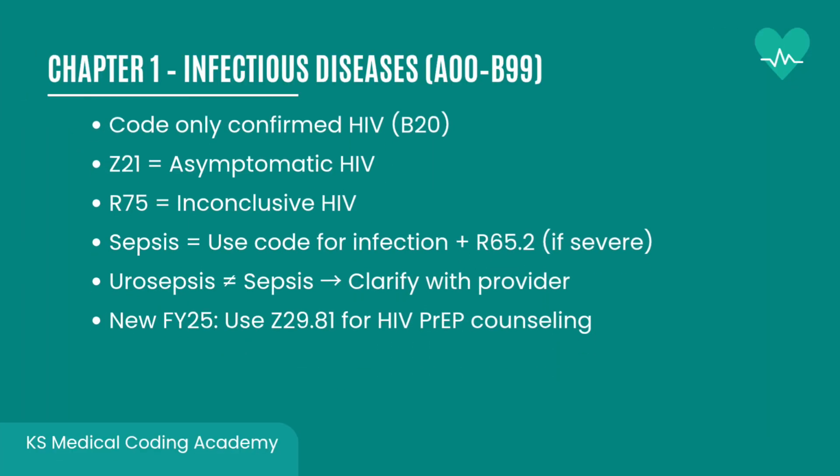Chapter 1: Infectious Diseases. For confirmed HIV, use code B20. Z21 is for asymptomatic HIV, and R75 is for inconclusive tests. Sepsis requires both the infection code and, if applicable, R65.2 for severe sepsis. Remember, urosepsis is not a diagnosis. Ask the provider to clarify. FY 2025 adds guidance to use Z29.81 for HIV PrEP counseling.